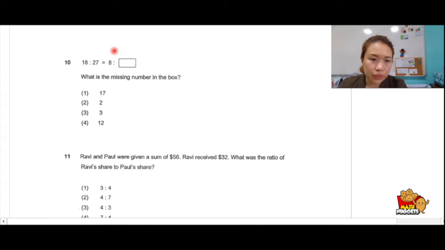Number 10, ratio. Now 18 cannot become 8. We cannot divide 8 by any number to get 8. So what we need to do is simplify 18 is to 27 first. Both sides can be divided by 9. So we simplify this, and this becomes 2 is to 3.